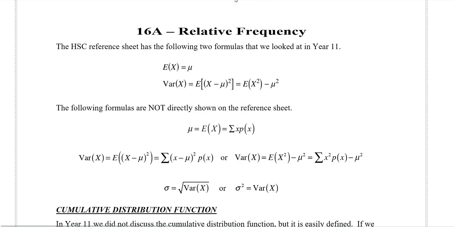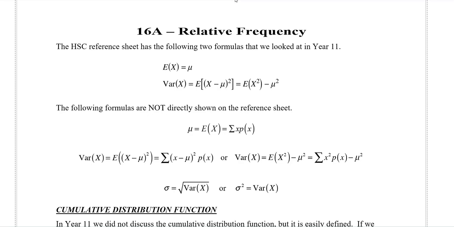All right, chapter 16. We are learning about the normal distribution. The topic is called continuous probability distributions. But 16a is all about relative frequency and reviewing some of the things that we have already learnt.